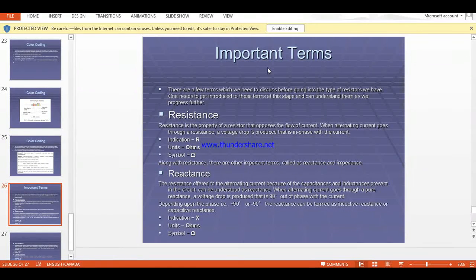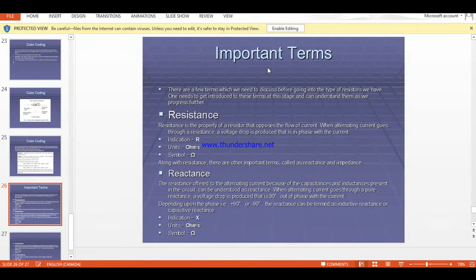There are other important terms called reactance and impedance. So reactance: the resistance offered to alternating current because of the capacitance and inductance present in the circuit can be understood as reactance. When alternating current goes through a pure reactance, a voltage drop is produced that is 90 degrees out of phase with the current. Depending upon the phase, which is a 90 degree positive angle or a 90 degree negative angle, the reactance can be termed as inductive reactance or capacitive reactance.